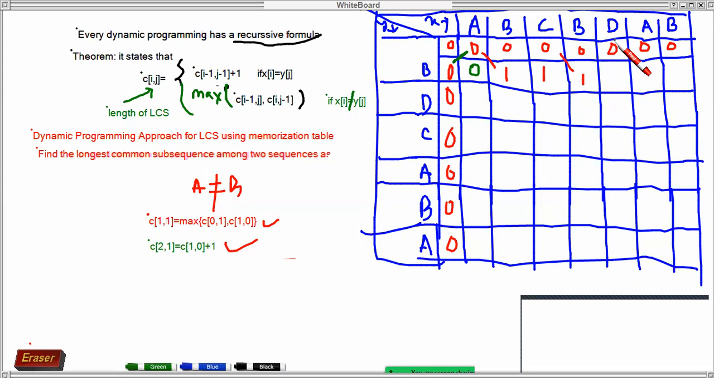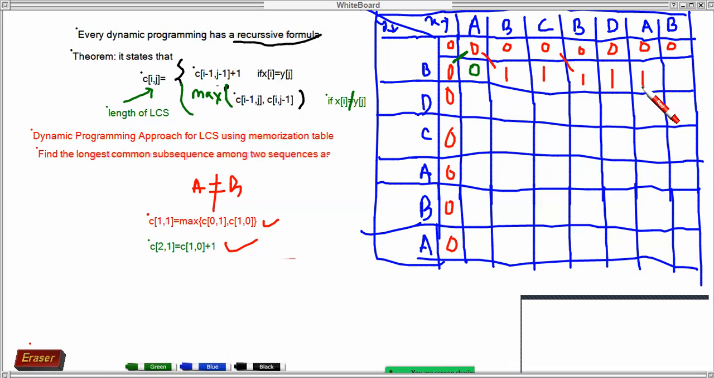Next D. Just see, I'm just remembering this algorithm, which means comparing and taking the maximum again. So B and D are not same. When it is not same, we take the maximum of 1 and 0. Then coming A with B. This A is compared with this B. A and B are not equal, so we get the maximum of this part. Not equal means we take this value plus 1. This is 1, 0 plus 1. Are you understanding?